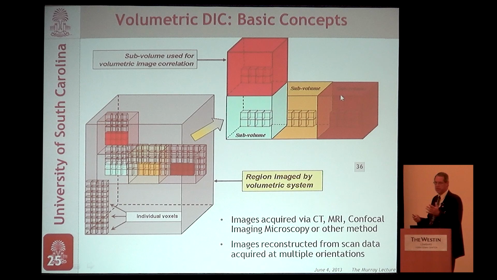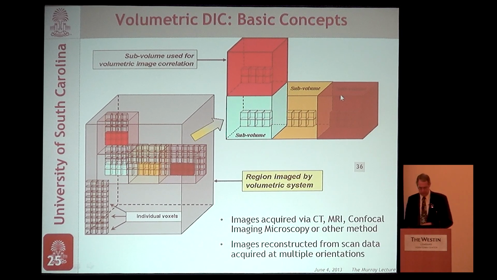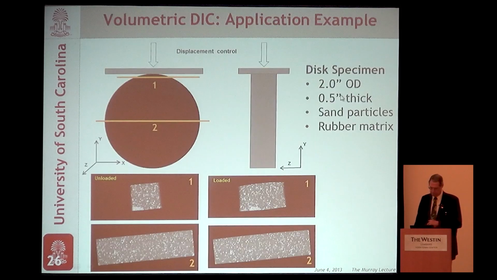Or if it's just 8 bits per each one, it's a gigabyte of data. That gigabyte of data is stored before and after deformation, and you extract subvolumes to compare between the deformed and undeformed. So the same procedures that we use in 2D follow directly to 3D. Even the interpolation algorithms are just direct extensions in most cases. Here's an example for you to look at.